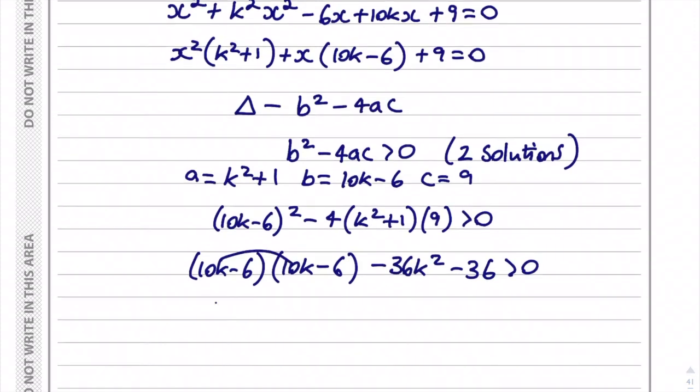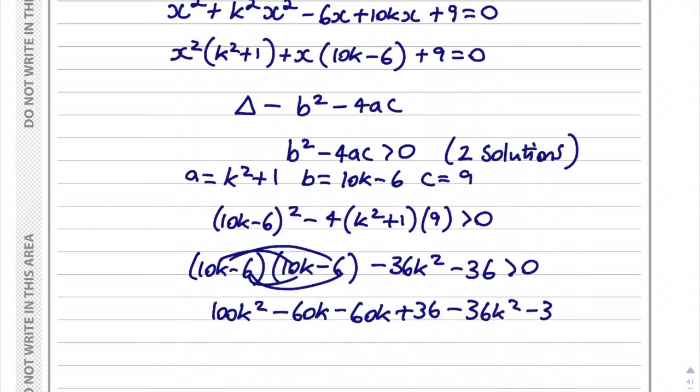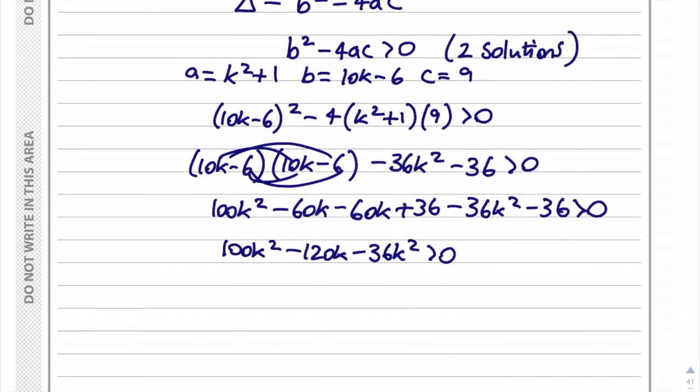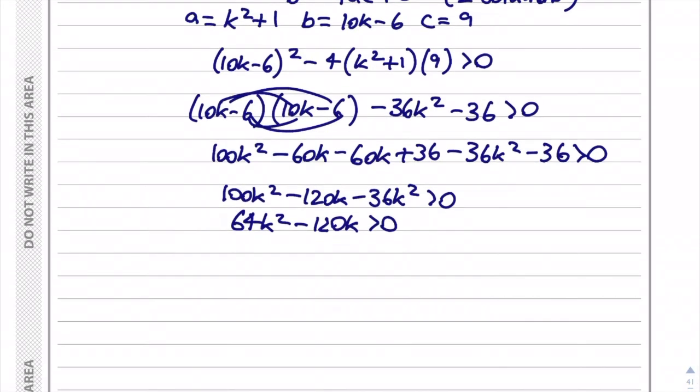And then expand this bracket, we're going to get 100k squared minus 60k minus 60k plus 36 minus 36k squared minus 36 is greater than 0. We simplify this, we get 100k squared minus 120k minus 36k squared is greater than 0. 100k squared minus 36k squared is 64k squared. And that's minus 120k, and that's greater than 0. So I can factorise out k, and I'm then going to get k times 64k minus 120 is greater than 0. Now, we've already shown that k has to be less than 0.